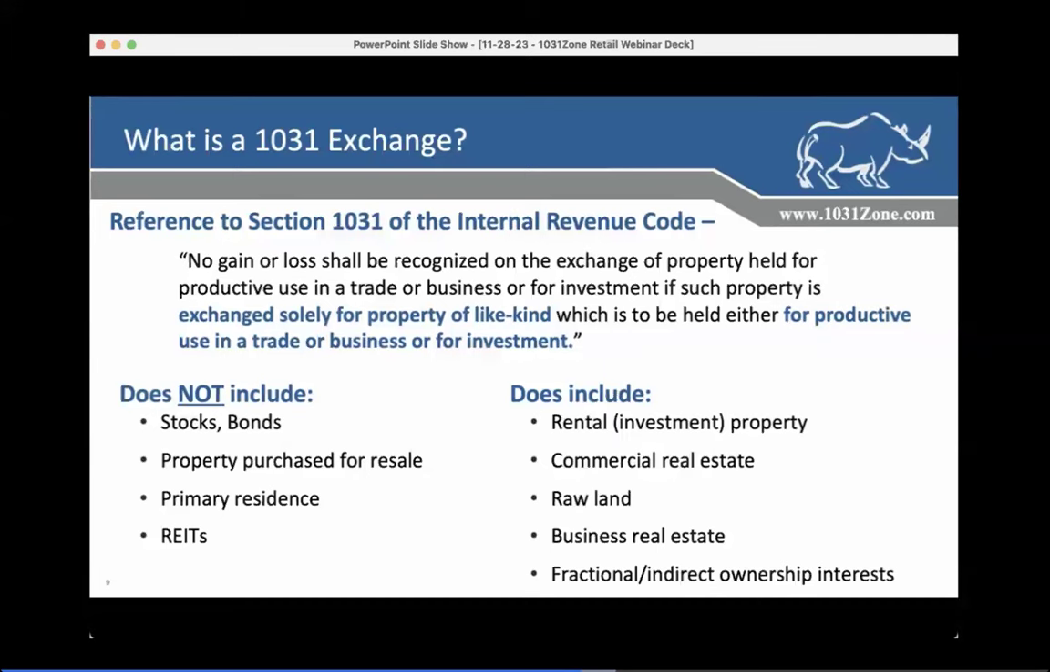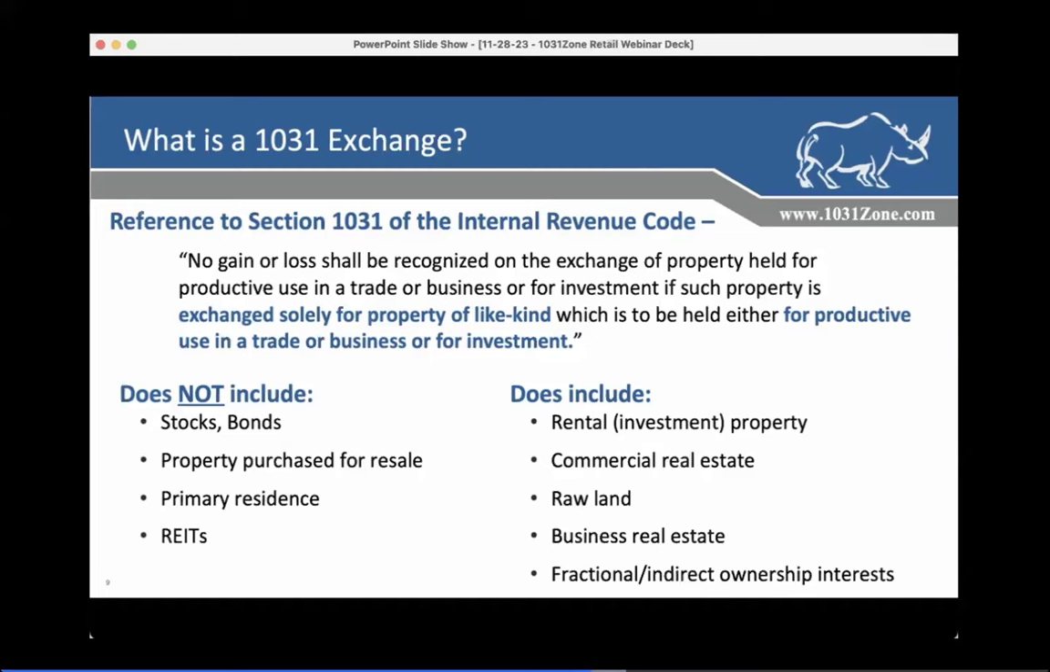You cannot do a 1031 exchange on your primary residence. Okay, you may want to look into section 121 if that is something that you have coming up and you're selling your primary for a lot more than what you purchased it for. You cannot do a 1031 exchange on any REIT investments that you own, REITs, okay?